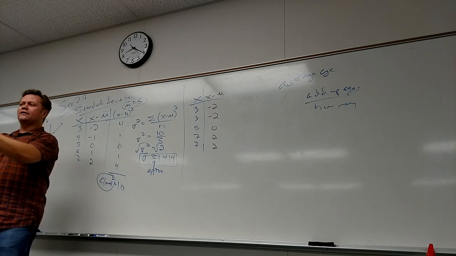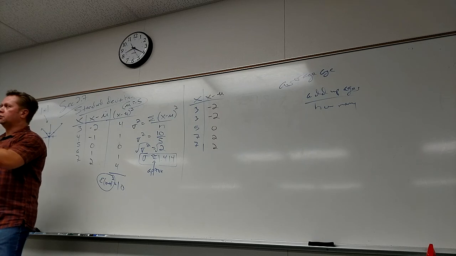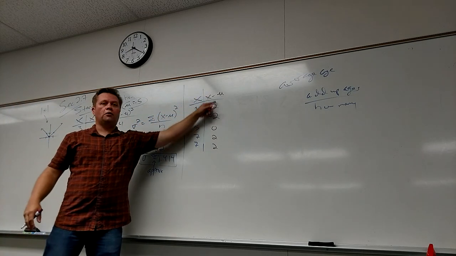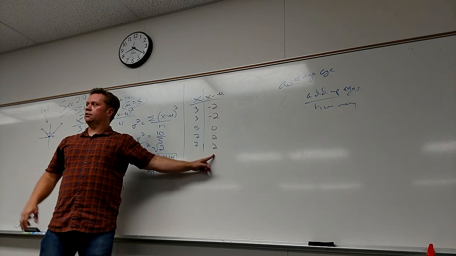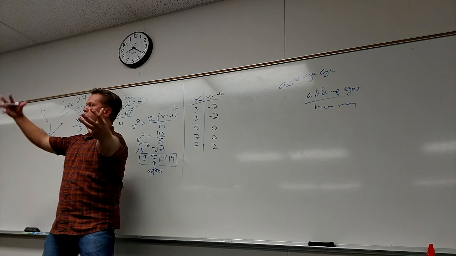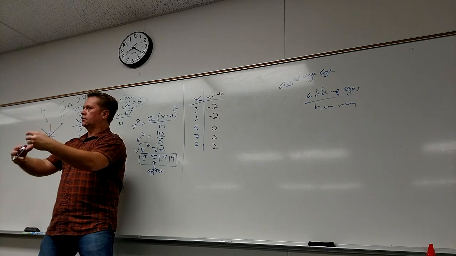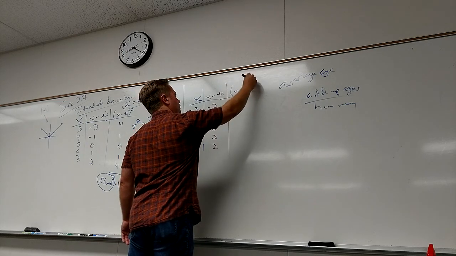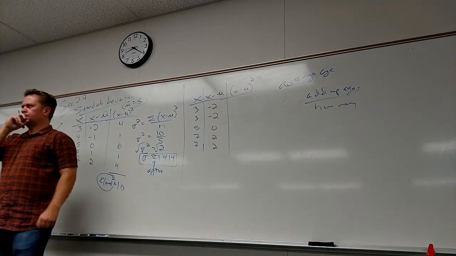That's a quick check. Now, if you have to round, it won't be perfectly 0, but it should be really close to it. This column will always add up to be really close to 0, because the mean is right in the middle value-wise. It'll be equal negative and equal positive. That's why you got to square this. We square it to kill the negatives.